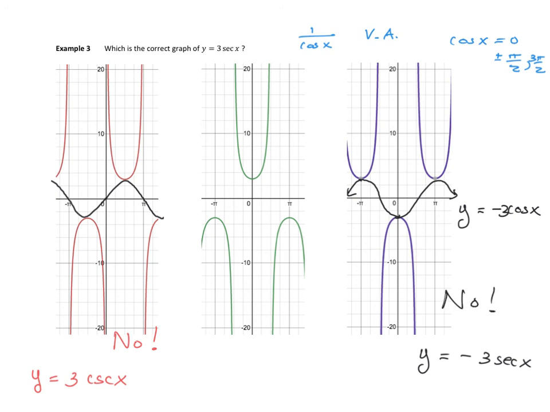But if you look at this one here, this appears to be perfect. Here I'm drawing in the graph of y is equal to 3 cosine of x. The reciprocal will give me secant, and so this actually matches up perfectly. So this one here, the green one, yes, this is the correct graph. That is the reciprocal that we are looking for.